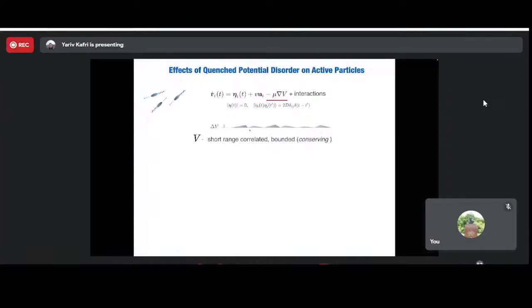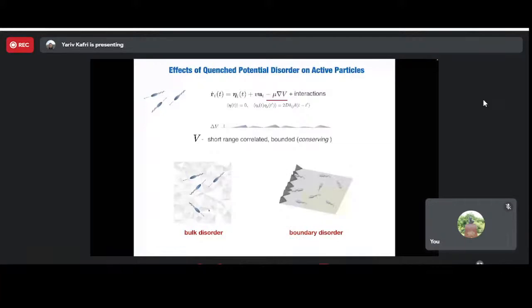I'm not hiding anything in the disorder, meaning when I turn off the activity, my system relaxes back to an equilibrium system in the presence of potential disorder, which we understand for a very long time. And what I'm going to do is I'm going to ask two things. First, you subject an active system to bulk disorder and you ask, how is the system affected? And then I'm going to do something that superficially looks very silly. I'm going to subject the system to boundary disorder.